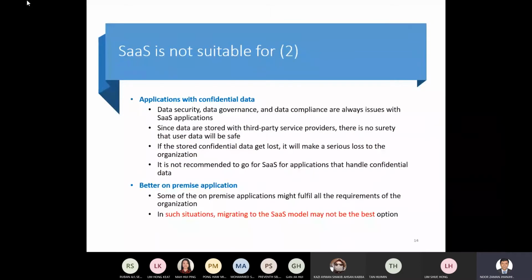Okay, going ahead, we are saying it's not suitable for applications with confidential data. This is something critical. Because if we are dealing with some sort of confidential data, then it's better that we have our own private infrastructure, our own platform. We may not go for that, since maybe it is going to be hacked or compromised or whatever it is.